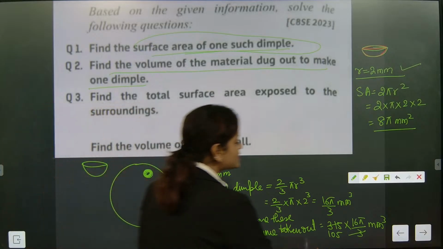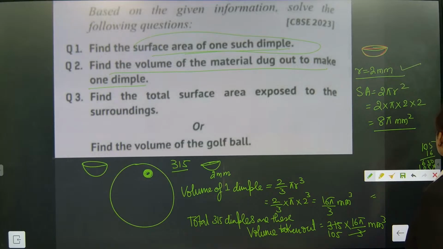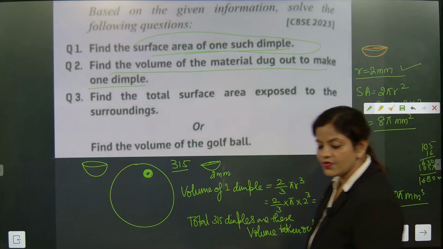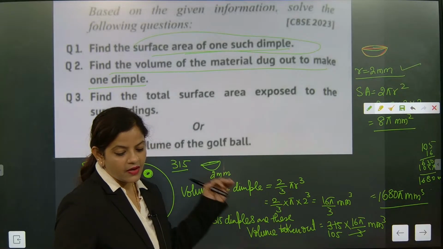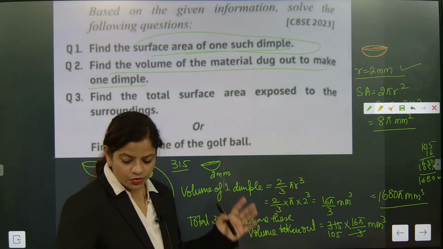So here it is coming as 105 into 16. So how much is it coming, beta? So we are going to say that it is 16805 mm cube. This much is the volume of the material that has been taken out. Yes, 16805. That much is the volume of the material taken out. That's the most important part.